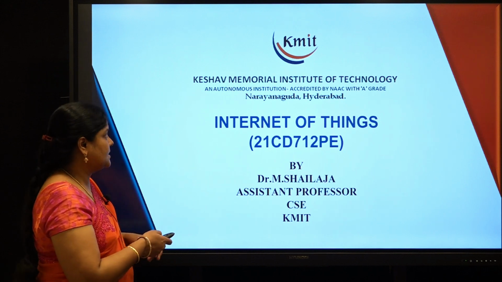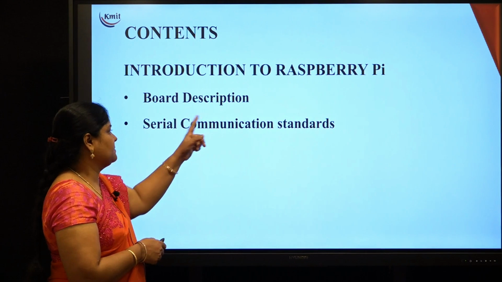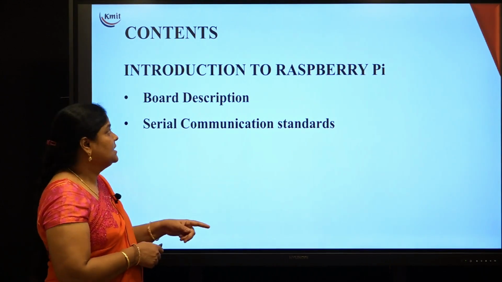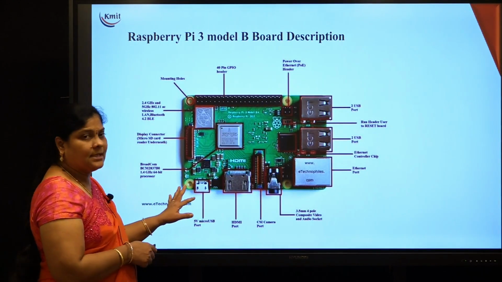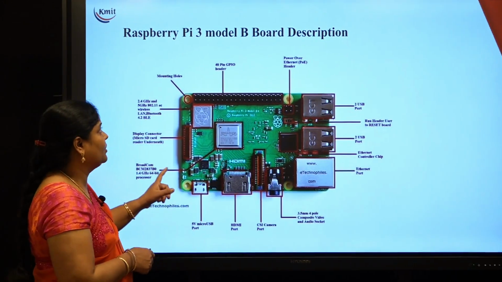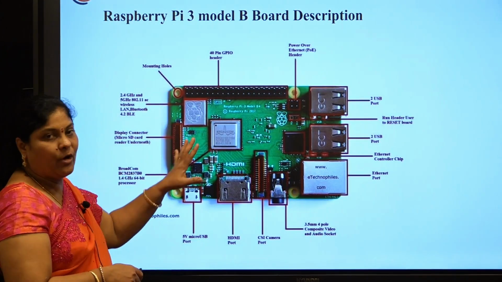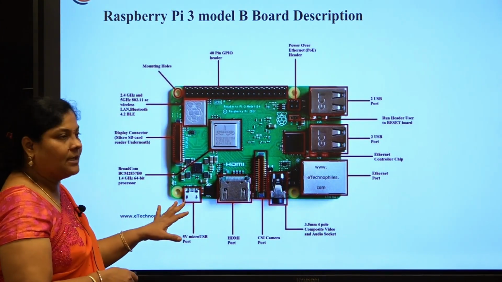Unit 4, Session 2. Next topic is board description, serial communication standards. So, this is a Raspberry Pi board. Now, what are the different labelings that you should know in Raspberry Pi? We are using Raspberry Pi 3 model board. So, for that we are learning the description.